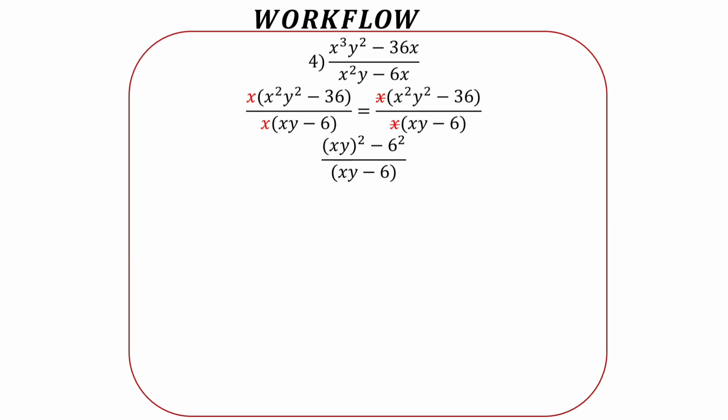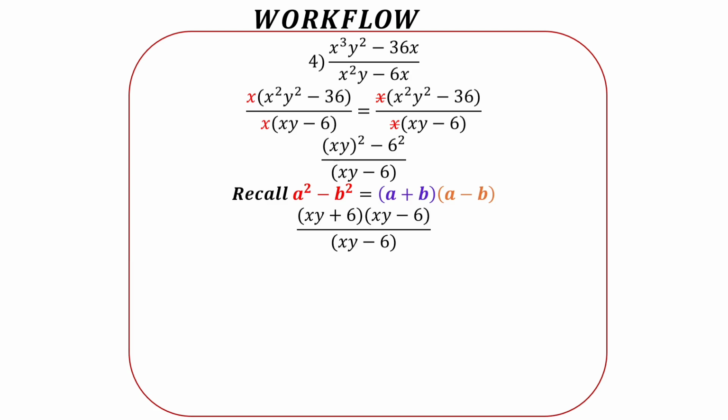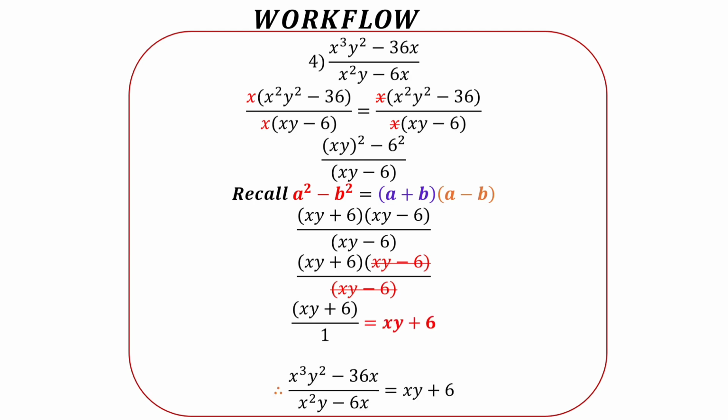Then we can rewrite the numerator by putting the x and y in brackets. Then we raise all of it to the second power, and then we get a nice difference of 2 squares for the numerator, and we can recall our formula and expand the numerator, right? So we get xy plus 6 in one bracket, xy minus 6 in another bracket. Then we can clearly see that those two will cancel out. We end up with xy plus 6 as our final answer. So that will be all for the fourth question, right?